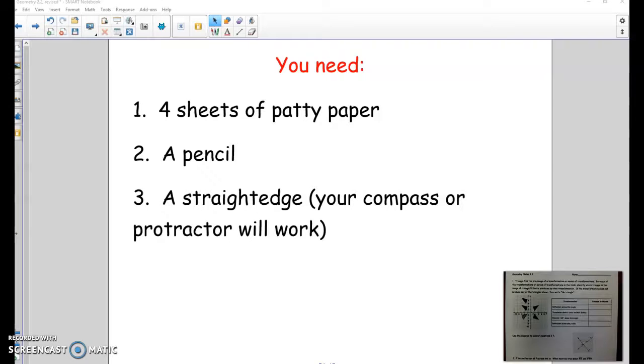All right, this is the second lesson of topic 2. For this lesson, you're going to need 4 sheets of patty paper, 2 for the lesson and then 2 more for the homework. You're going to need a pencil and a straight edge, and I would recommend using your compass because we're going to be doing a couple of measurements as well, and your compass has a ruler along the side.